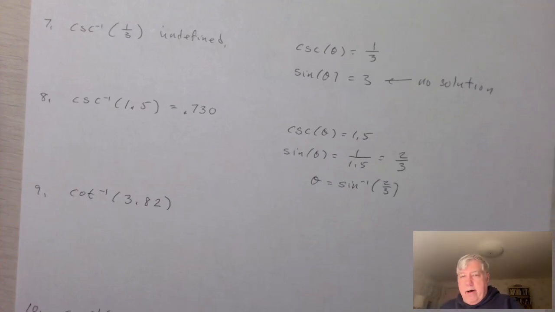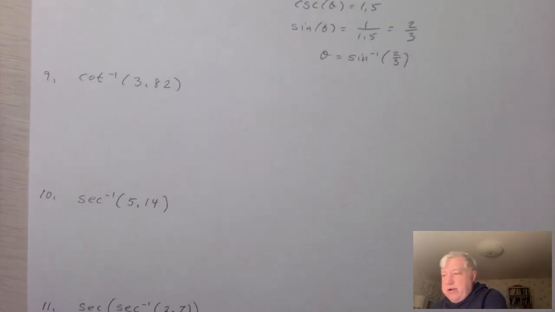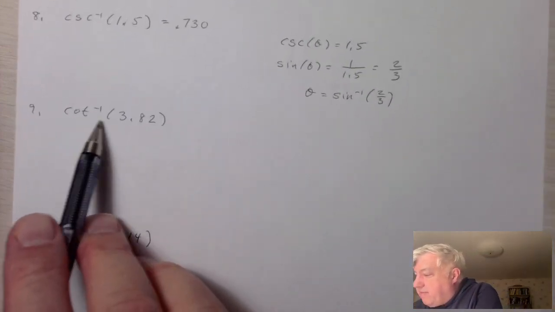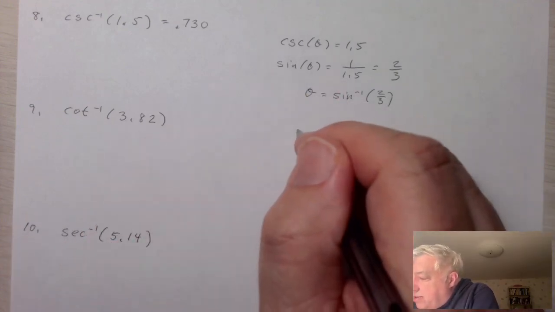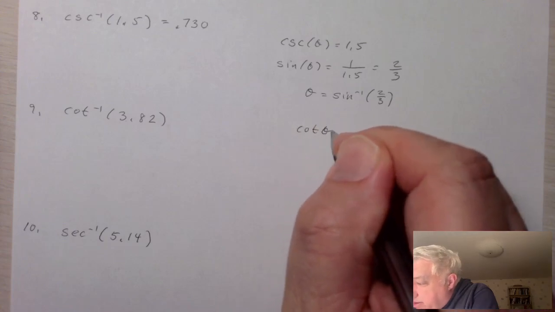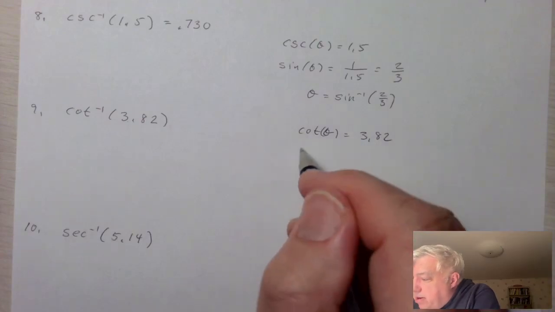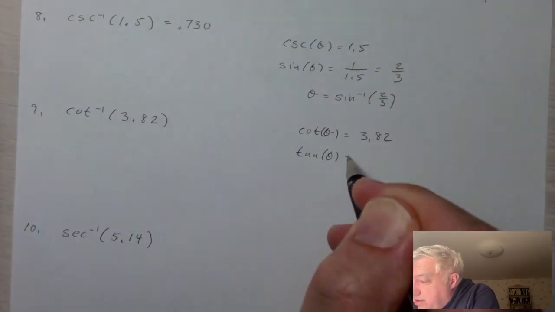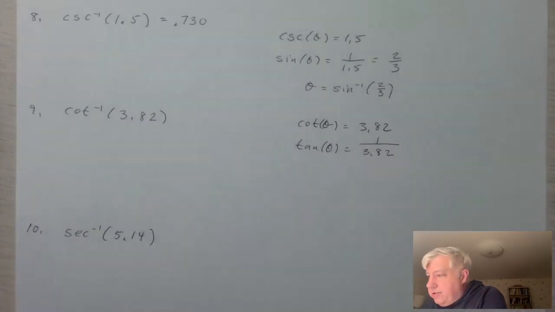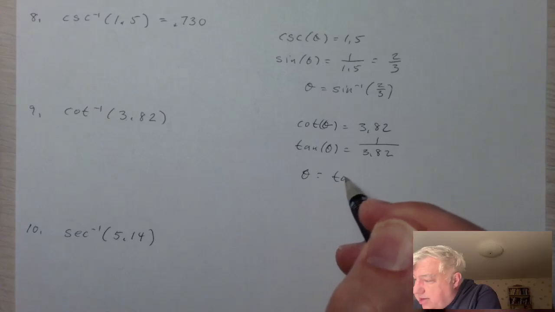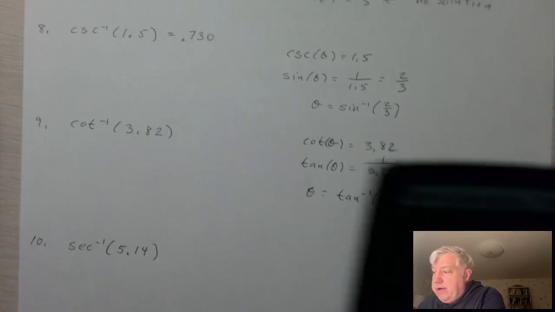On this next one we'll have to use our calculator again. We want the inverse cotangent of 3.82, so we want the cotangent of theta to be 3.82. So we want the tangent of theta to be 1 over 3.82. Okay, so we want theta to be the inverse tangent of 1 over 3.82.